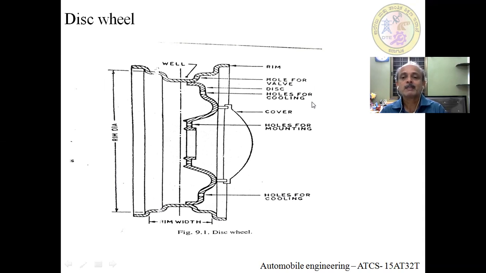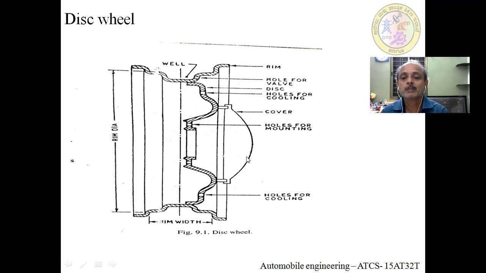So the main parts are, the upper part is the rim, with the well here, and then a hole for the valve, okay. There are different small holes, and then this part is called the disc, and the bottom part you can see here, disc holes for cooling. So this is a disc, and in the disc there is a hole. This is for cooling purpose.